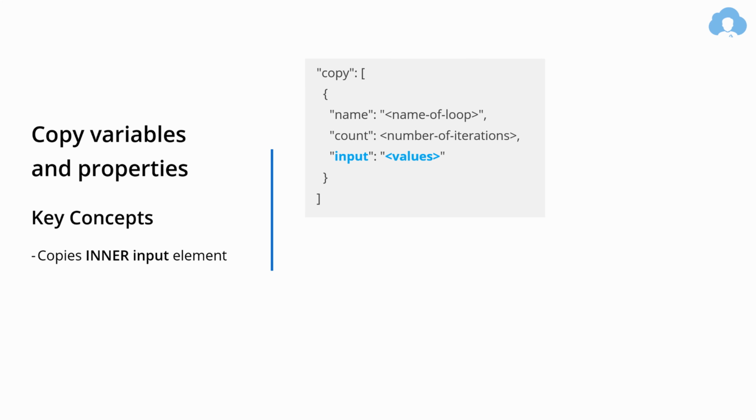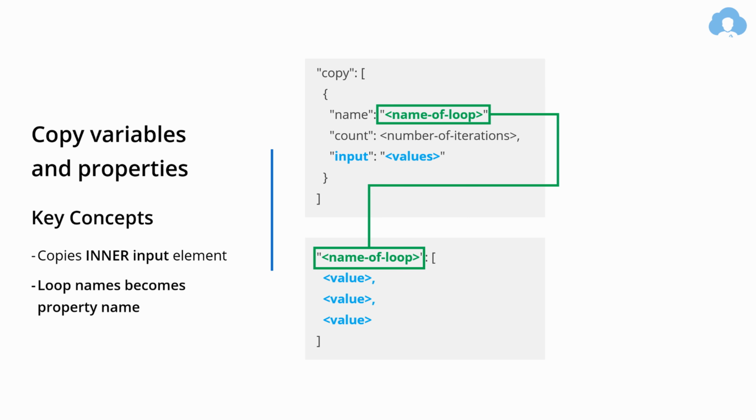One thing to note is that in this case there's quite a few differences between copying of the properties and variables versus copying of the resources. In resources you copy the outer element, in properties and variables you copy the inner element supplied by the input property of that copy block. And this copy always returns an array, in this case supplying the value from the input property. Additionally, what you should note here is that the name of the loop becomes the name of the property after returning, so it's a little bit different than previously.